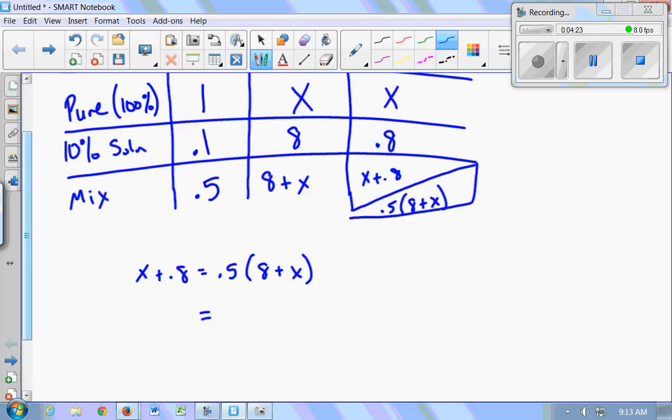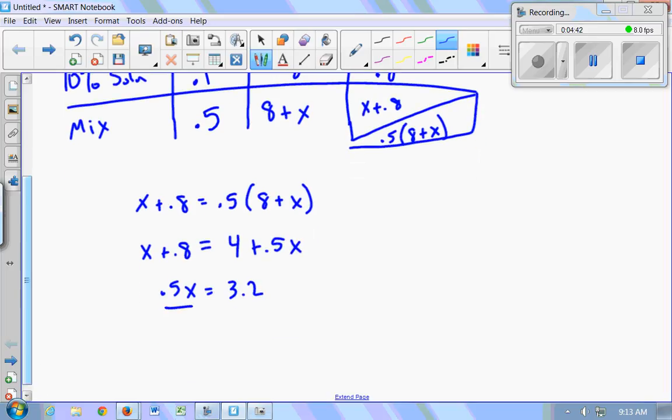I'll distribute my 0.5, so I have 4 plus 0.5x equals x plus 0.8. I'm going to subtract a half x from both sides, so I'm going to have half x. I'm going to subtract 0.8 from both sides, so I get 3.2. And then I divide both sides by 0.5, and I get x is 6.4.